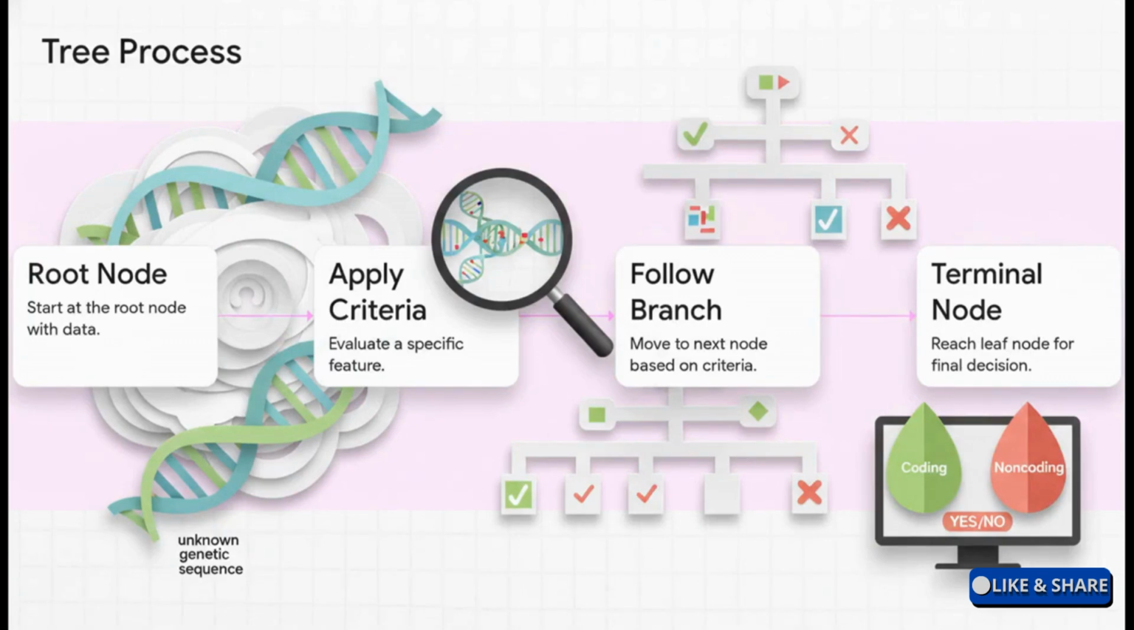Let's actually look at how this plays out in a bioinformatics context, like DNA analysis. You start at the root node with a totally unknown genetic sequence. The tree applies the criterion to a feature, so maybe it's checking for a specific sequence motif. Depending on that answer, you follow the branch to the next node, check another feature, and you do this step by step until you finally reach a terminal leaf node that just gives you a clear decision. Like, boom, this region is coding or this region is non-coding.